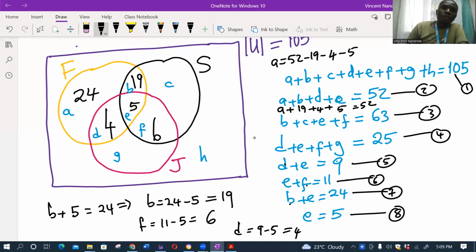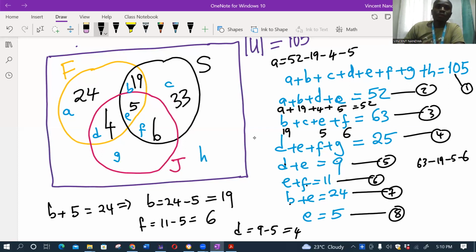Now, having B, E, and F, we can always get C from equation 3, because B, we have 19, C is the unknown, E is 5, and F, we have calculated as 6. So to get C, we are going to have 63 minus 19 minus 5 minus 6, we get 33. So C is going to be 33. So fill that 33 in that space.